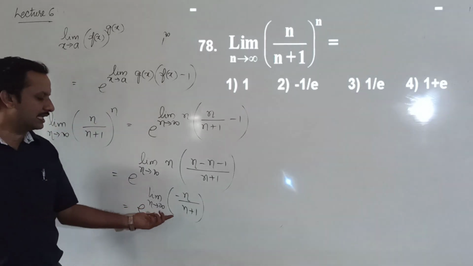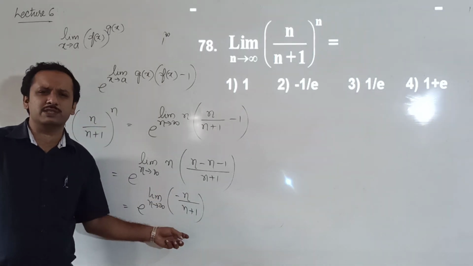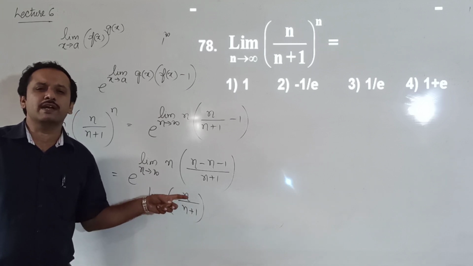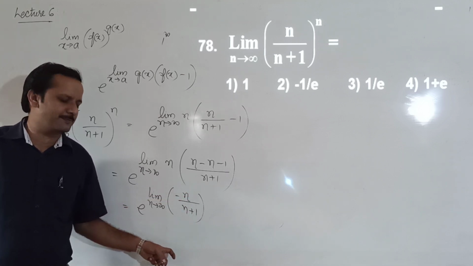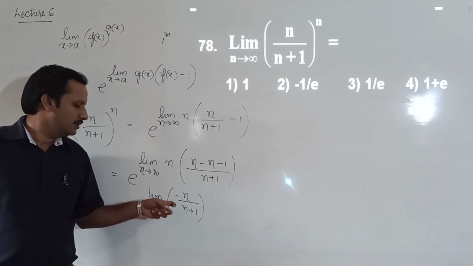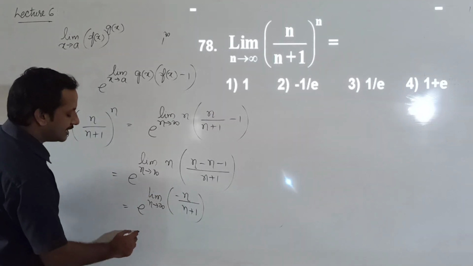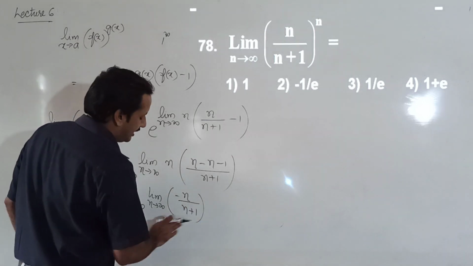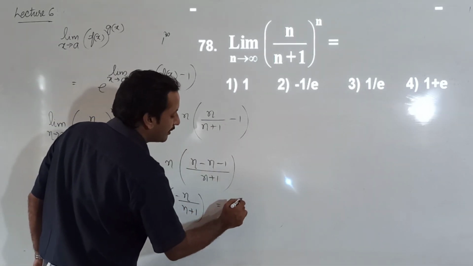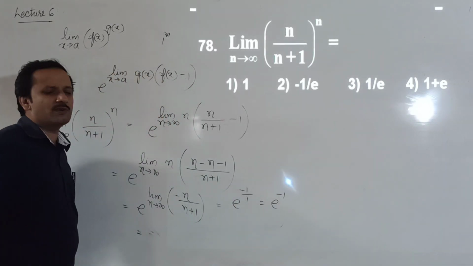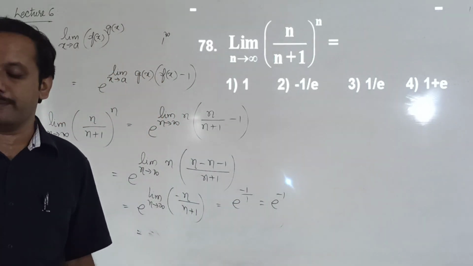Now look at this, limit n tends to infinity minus n by n plus 1. Both are polynomials of the same degree. So the answer is the coefficient of highest power of n divided by the coefficient of highest power of n. Here the highest power of n is 1, so its coefficient is minus 1. Numerator minus 1, denominator is 1. So the answer is e to the power minus 1 by 1. We can write that as e power minus 1. e power minus 1 is nothing but 1 by e.